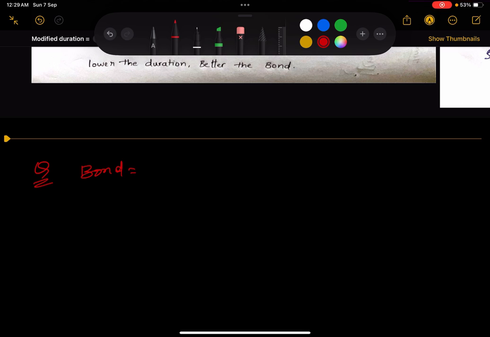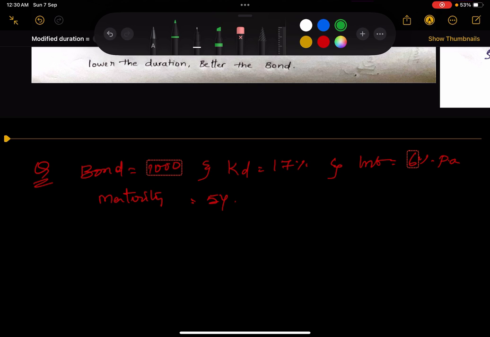Bond is equal to 1000. KD interest is equal to 17%. Interest is equal to 6% per annum. Maturity is equal to 5 years. Let's see the answer.